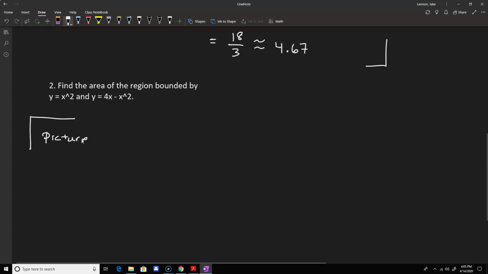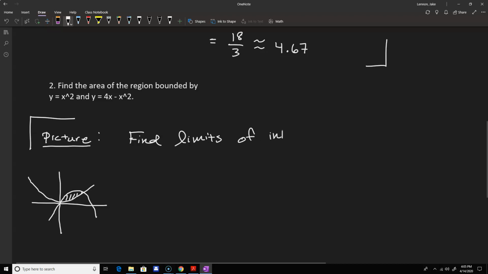And because we just have the two curves, in order to find the integral, we need to actually find the limits ourselves before we can set it up. But basically the picture, you've got your y equals x squared parabola, and then you've got this other parabola that is doing something like this, and basically our shaded area is what we're looking for right there. So first, find limits of integration. We can do that by setting the equations equal to each other.